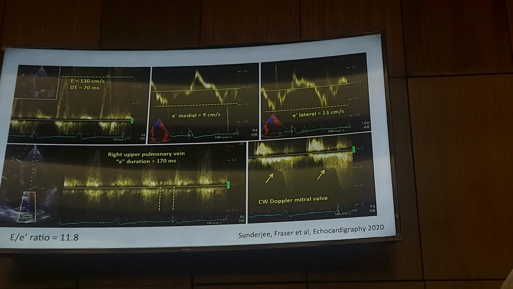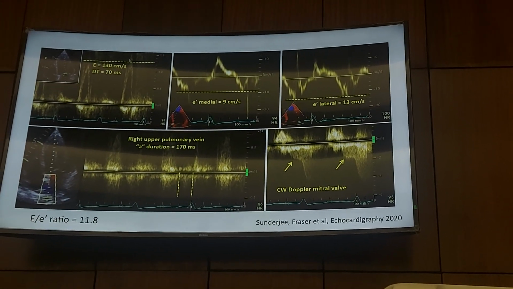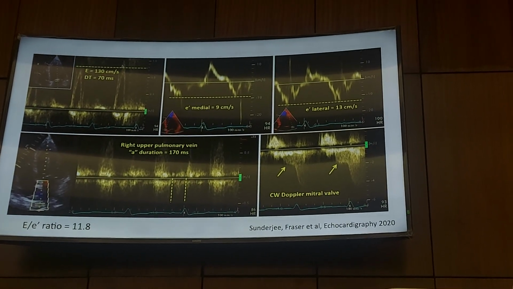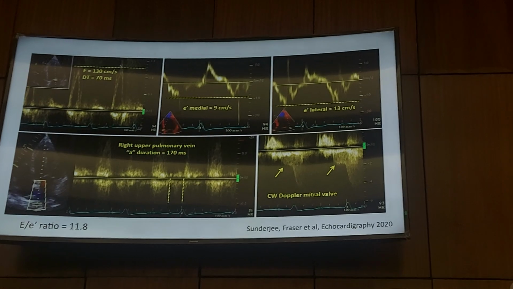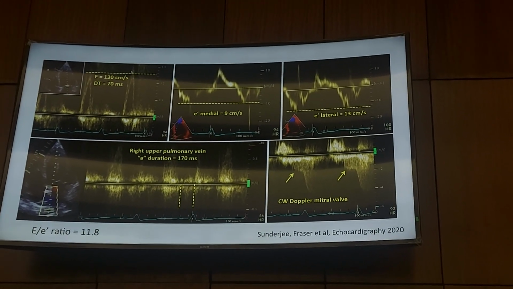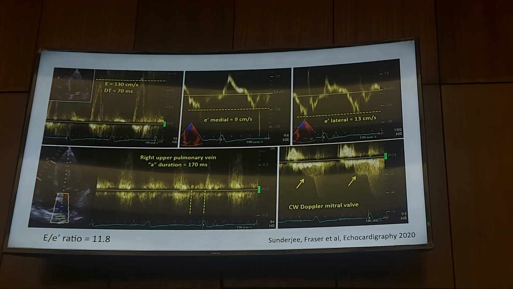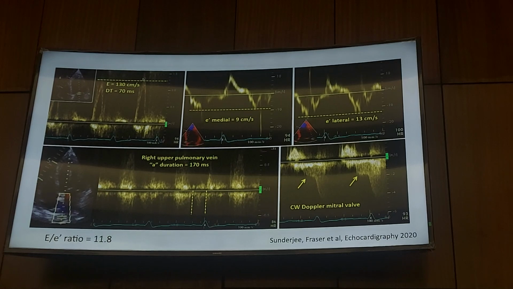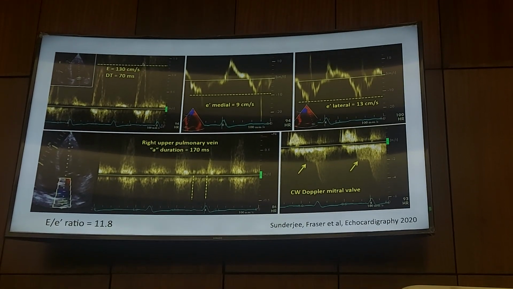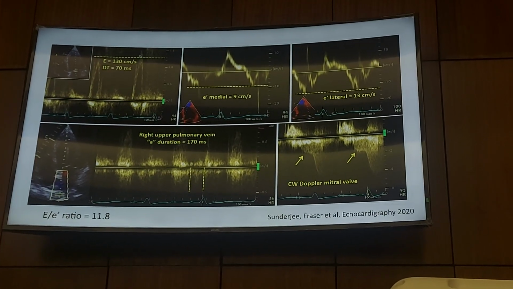But looking into the intricacies of the tracing, you will see a lot of evidence of very high LVEDP. Look at the deceleration time. It's very short. The deceleration time is 70 of the transmitral filling. Look at the pattern of filling of the transmitral flow. There is no A wave, and the patient is in sinus rhythm. So there is isolated E filling. So if you don't see A filling in a sinus patient, that means very high left ventricular end diastolic pressure.